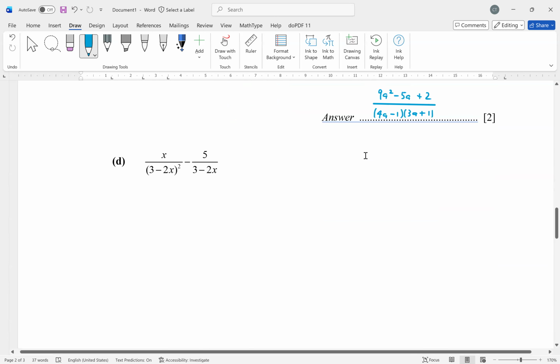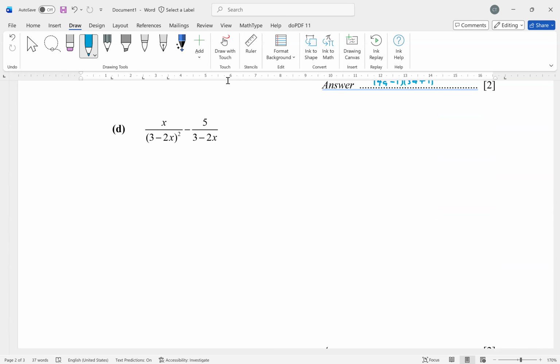So let's take a look at this question. This question over here, for the first term, the denominator is 3 minus 2x squared. If you think about it, this 3 minus 2x squared is actually 3 minus 2x, 3 minus 2x, all right?